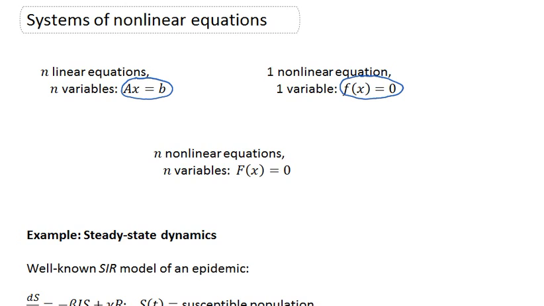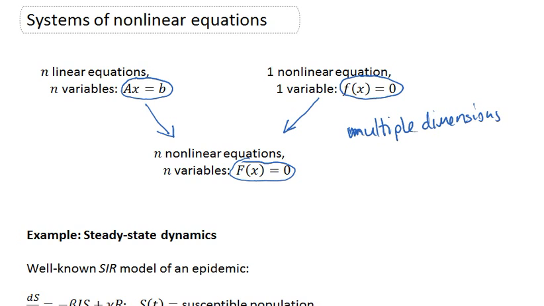We're ready now to talk about having nonlinear equations in multiple variables. So n equations in n variables, we'll just write that as f of x equals 0. And this problem generalizes both of the other two. So when we talked about linear problems, we had to deal with multiple dimensions. When we talked about scalar root finding, we had to deal with nonlinearity. So now we're going to put those two things together. We're going to have multi-dimensions and nonlinearity at the same time.